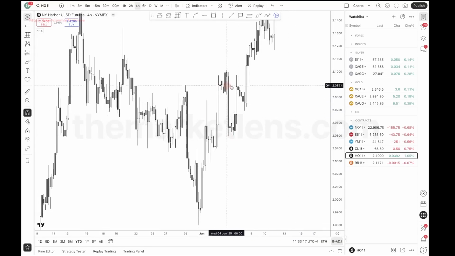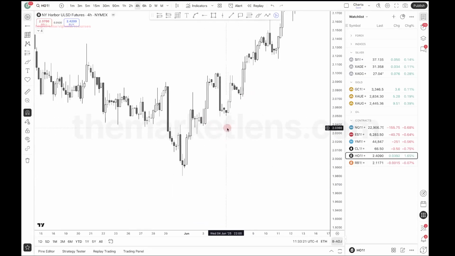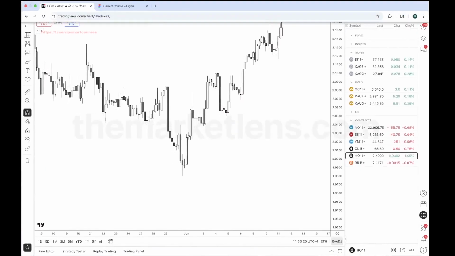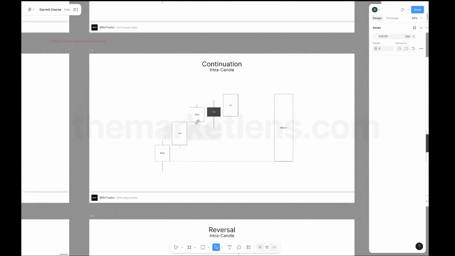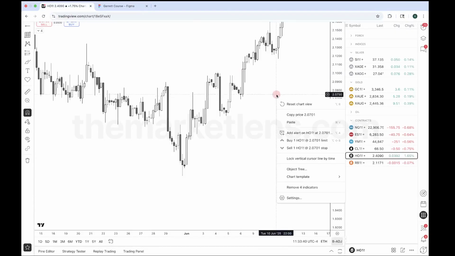But anyway, that's one way we would continue away from or use that key level within the same range. This is what I call intra-candle continuation. It can look a couple of different ways, like I said. It can look like this, where Monday, Tuesday, Wednesday expand, which leaves a level like this, where Thursday and Friday continue away from. I'll show you an example of that.